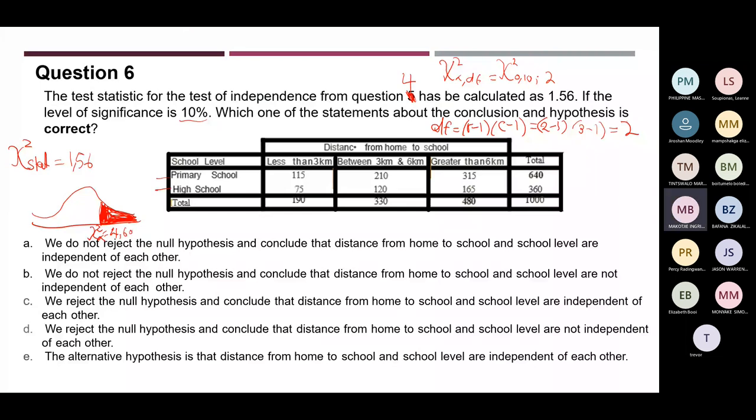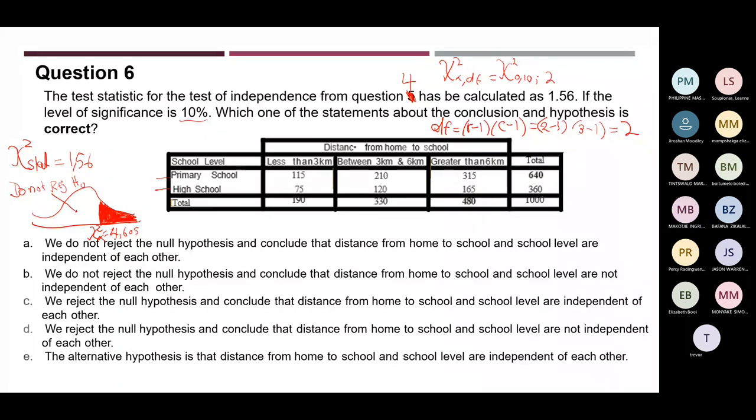So let's look at our test statistic. Where does our test statistic fall? Is it in the white or in the red? Our test statistic is 1.56. Is it in the red shaded area or the white area? It is in the white area. Do not reject H naught.